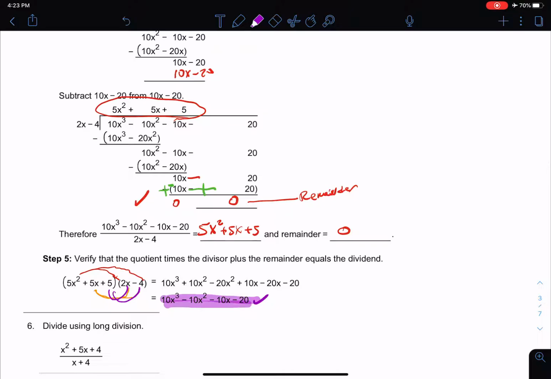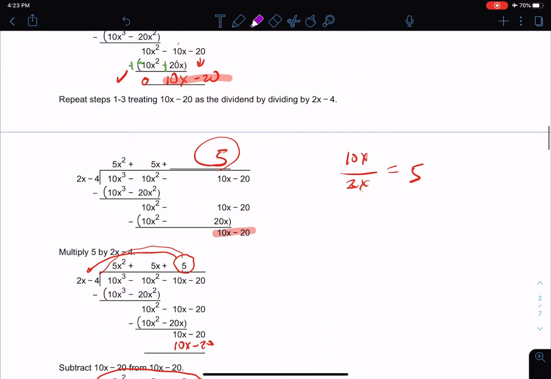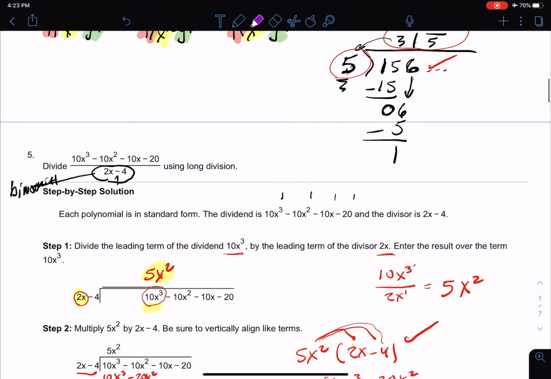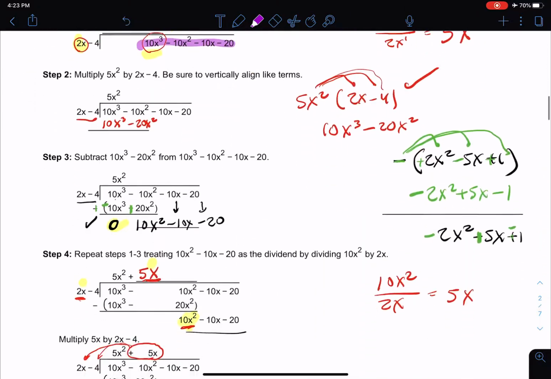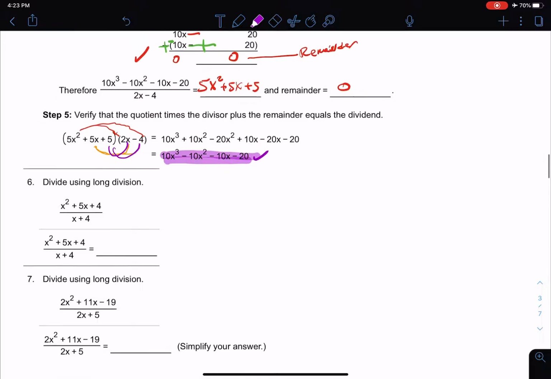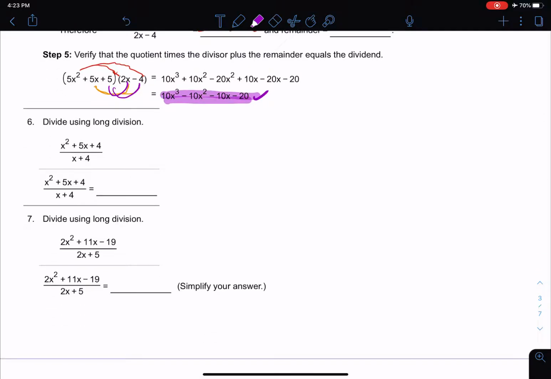divisor. Where was that original divisor? Way up here, which was this guy right there, right? The original divisor, or that numerator right there, which was 10x cubed minus 10x squared minus 10x minus 20. And that should match perfectly. There it is.